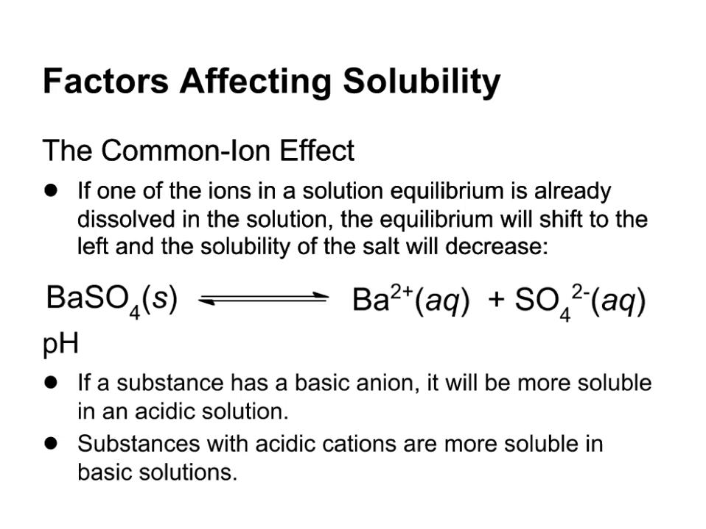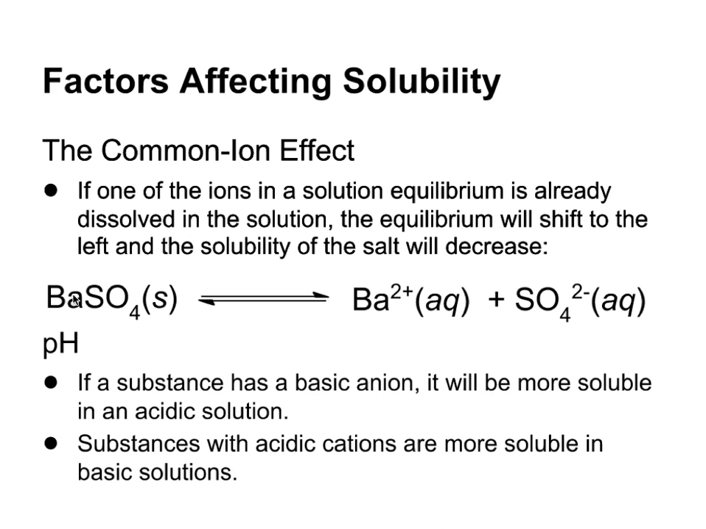Those factors are the common ion effect. If one of the ions in a solution at equilibrium is already dissolved, the equilibrium will shift to the left and the solubility of the salt will decrease. So if we were looking at this barium sulfate reaction right here, if we were trying to dissolve barium sulfate in sulfuric acid, H2SO4, that means there's already going to be lots of sulfate ions present. That's going to cause a shift, and Le Chatelier's principle says that since we have a stress of extra sulfate, it's going to shift to the left. That means there's going to be less barium sulfate that dissolves.